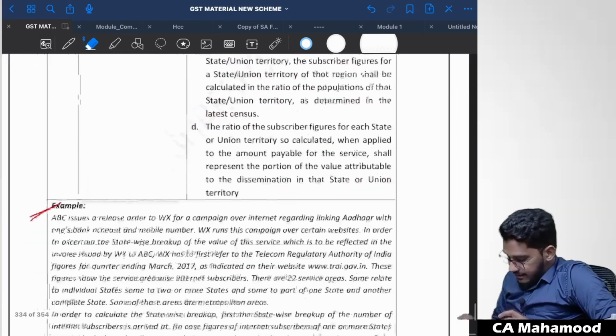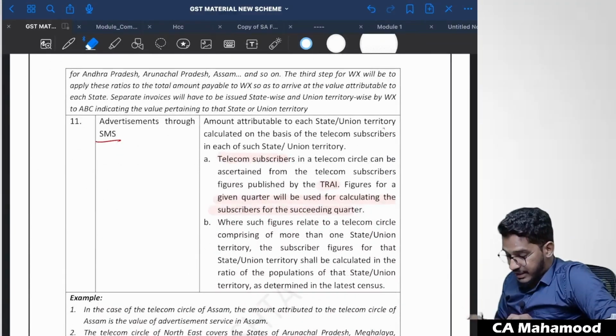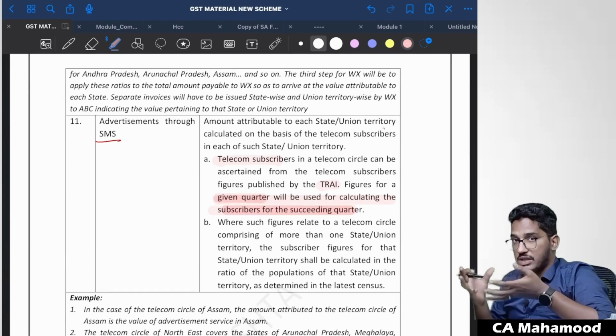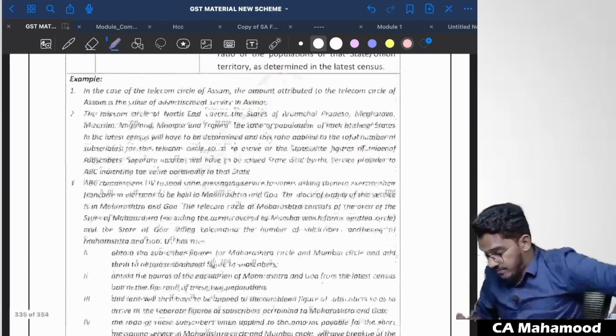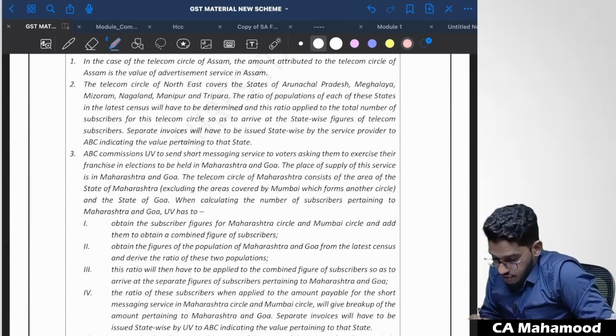Okay, so I will develop one summary. If I develop the summary, that you will get. So once again, we'll see this, then I will develop the summary. So in case of advertisement through SMS, the value has to be divided on the basis of telecom subscribers, and figures for the given quarter will be used for the succeeding quarter. Here also, if the telecom subscribers data is given for more than one state, divide it in the population ratio. So the most important thing is I will give you a summary here, which you have to note down for easy understanding.